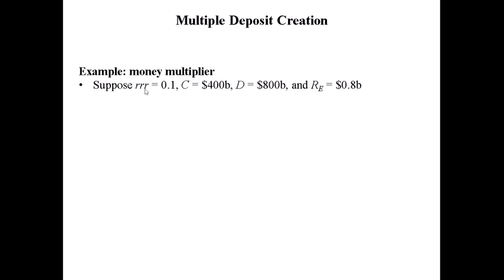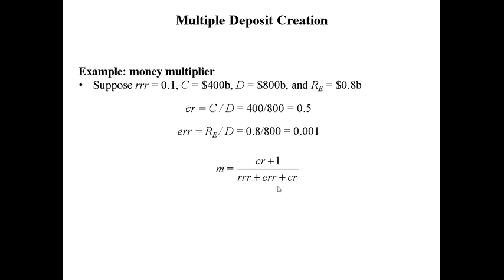Okay, here's an example. Suppose the reserve requirement ratio is 10%. Currency is $400 billion. Demand deposits are $800 billion. And excess reserves are pretty small at $0.8 billion. The currency ratio would be 400 divided by 800, or 0.5. The excess reserves ratio would be 0.8 divided by 800, or 0.001.